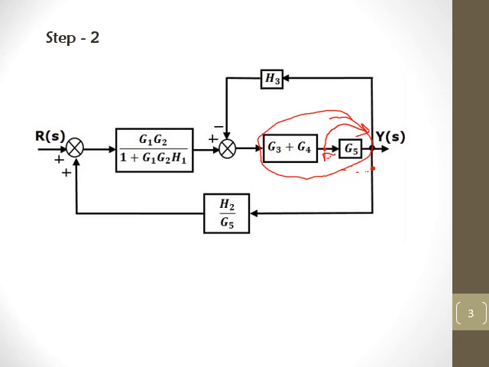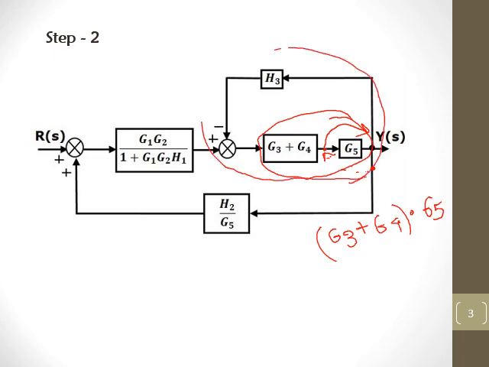So the resultant of this will be G3 plus G4 into G5. When two blocks are connected in series, there will be multiplication. Okay, so this will be your resultant block here. And this H3 is actually the feedback path. So you can eliminate this complete block by applying the negative feedback rule. We know the negative feedback rule as G upon 1 plus GH. So we will apply that rule after eliminating these two blocks which are in series.